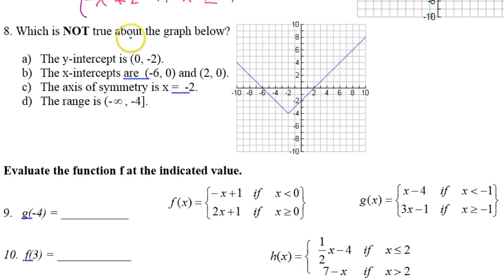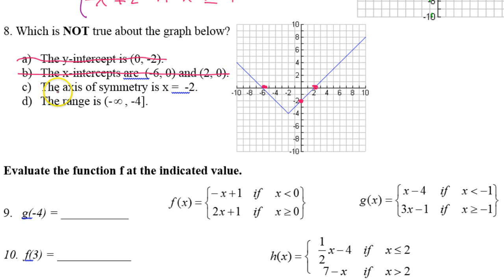Which is not true about the graph below? Let's see. The y-intercept is (0, -2). That is the y-intercept. So we're looking for one of these that is not true. So that means A is not the answer, because that is true. The x-intercepts are (-6, 0) and (2, 0). Those are the x-intercepts, so that's not the one that's false.